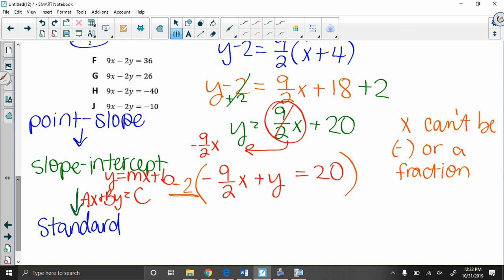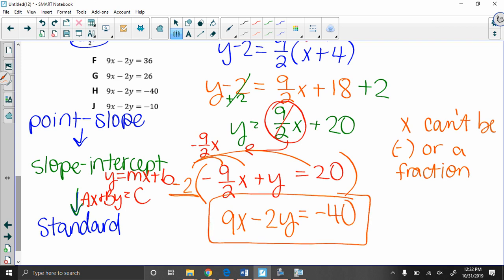So what we do is distribute that negative 2 to everything. Negative 2 times negative 9 halves x gives us positive 9x. Negative 2 times positive y is negative 2y. Negative 2 times 20 is negative 40, which is our final answer. So letter choice H is the correct answer.